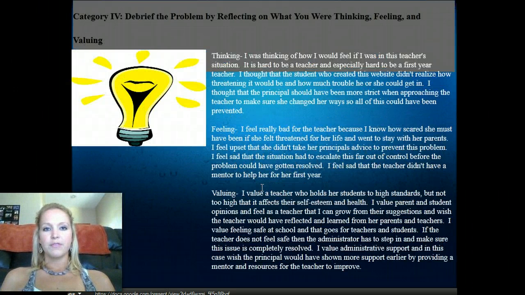Category 4, debrief the problem by reflecting on what you were thinking, feeling, and valuing. First of all, what I was thinking of was how I would feel if I was in this teacher situation. It's hard to be a teacher, and especially hard to be a first-year teacher. I was not that long ago. I thought that the student who created this website didn't realize how threatening it would be and how much trouble he or she could get in.